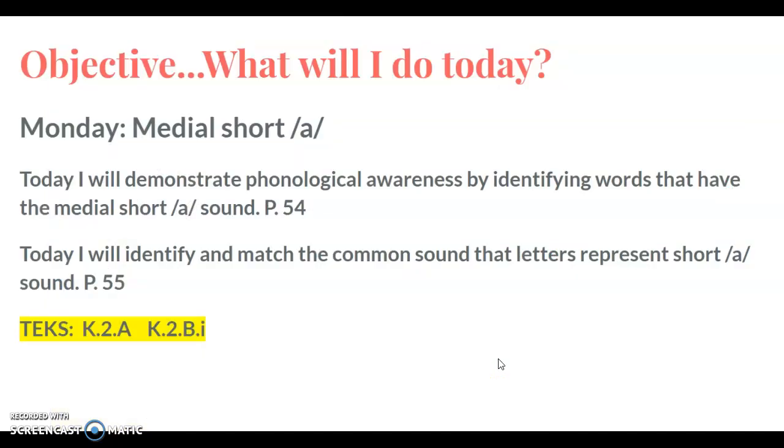Objective. What will I do today? Today, I will demonstrate phonological awareness by identifying words that have the medial short ah sound. You are going to be using your student journal, page 54. Today, I will identify and match the common sound that letters represent, short ah sound, on page 55. These are your TEKS that you're going to be working with. Texas Essential Knowledge and Skills. What your child is going to need to know in kindergarten.